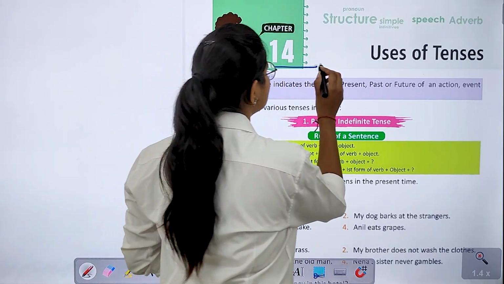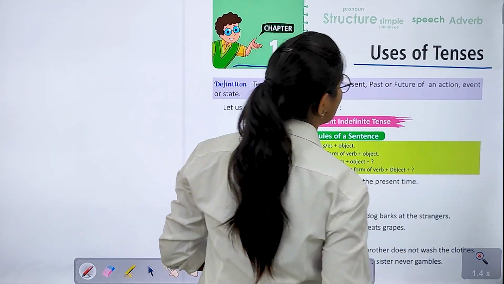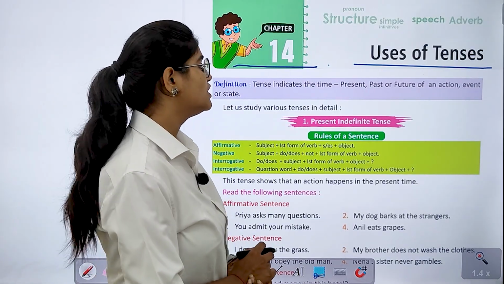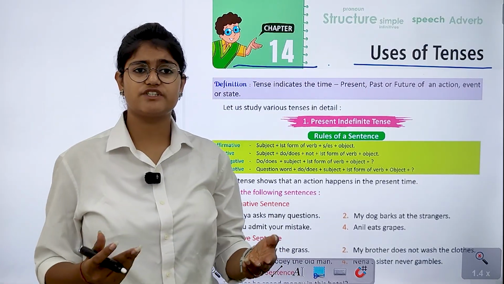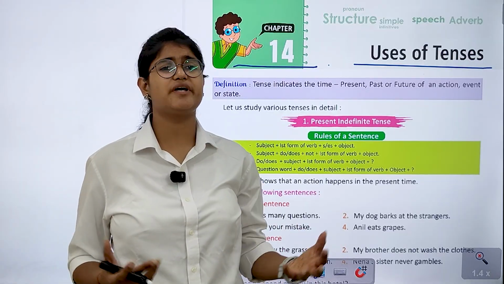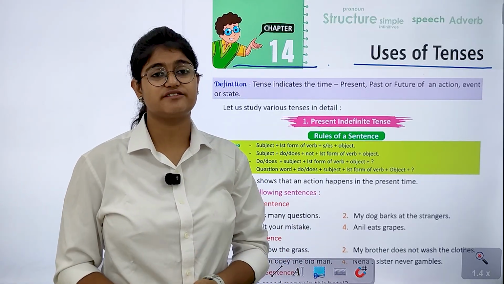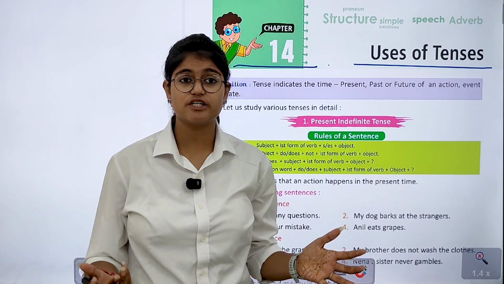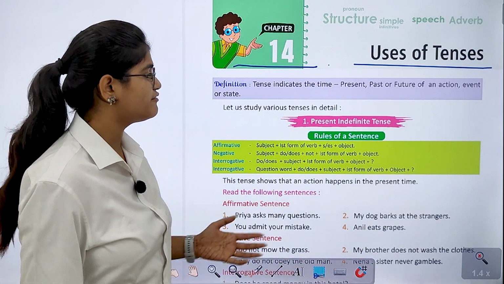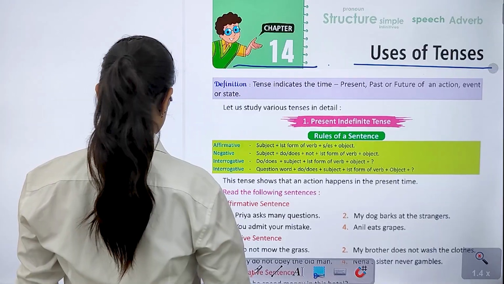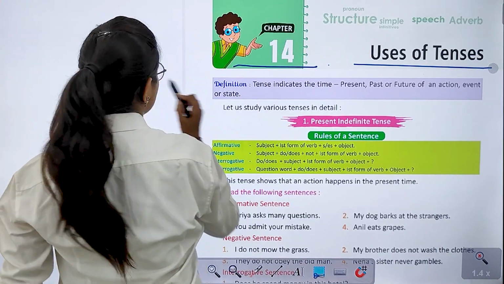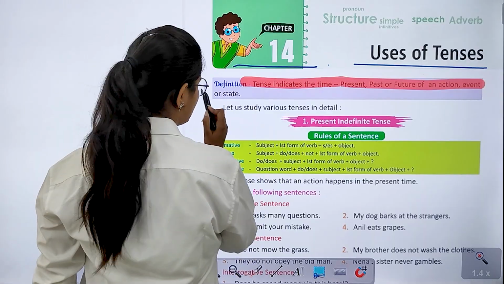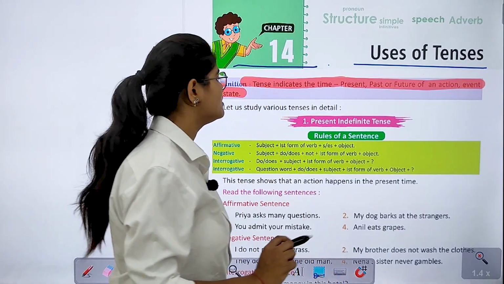Chapter number 14 of English, and the name of the chapter is Uses of Tenses. So we all are aware of tenses and the verb forms and many other rules that we use while tenses. But here is the use of tenses, that how we are going to use tenses. So let's read and find out. So the definition has been given first of all to us, which says tense indicates the time, present, past or future of an action, event or state.